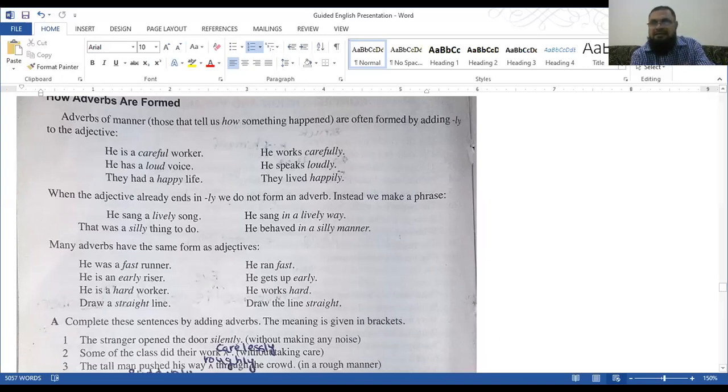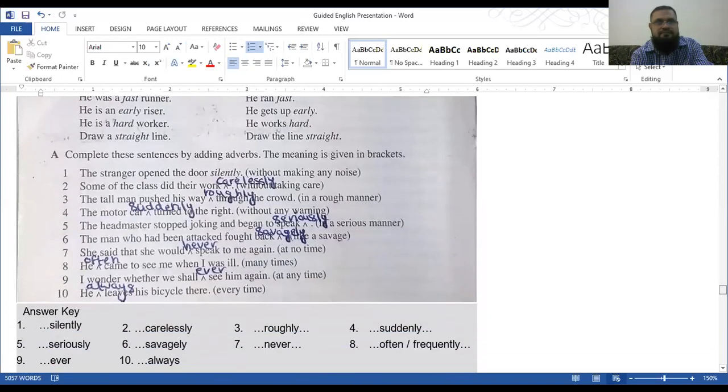Exercise A. This is the exercise of the language structure. Complete the sentences. Complete the sentences by adding adverbs. The meaning is given in brackets.